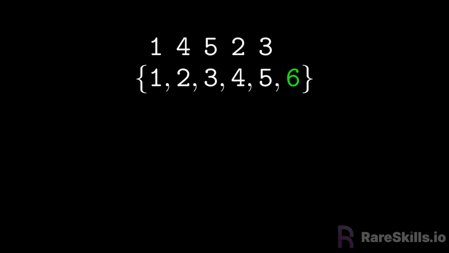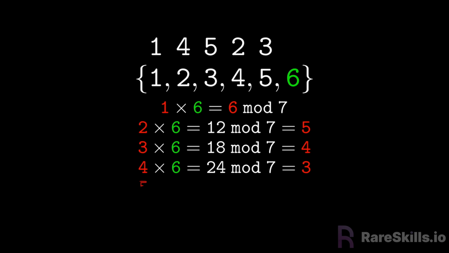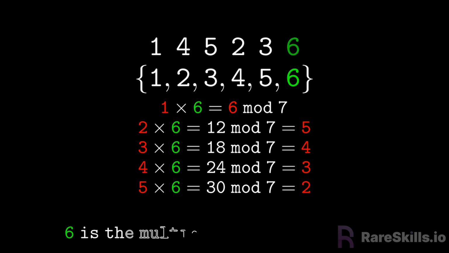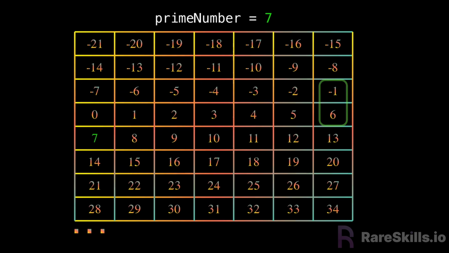6 is a little trickier, but if we try multiplying it by each member of the finite field modulo 7, we discover that 6 is its own multiplicative inverse, since 6 times 6 is equal to 36, and 36 is congruent to 1 modulo 7. In regular numbers, -1 is its own multiplicative inverse, and we can see on the table that 6 is congruent to -1, so this makes sense.